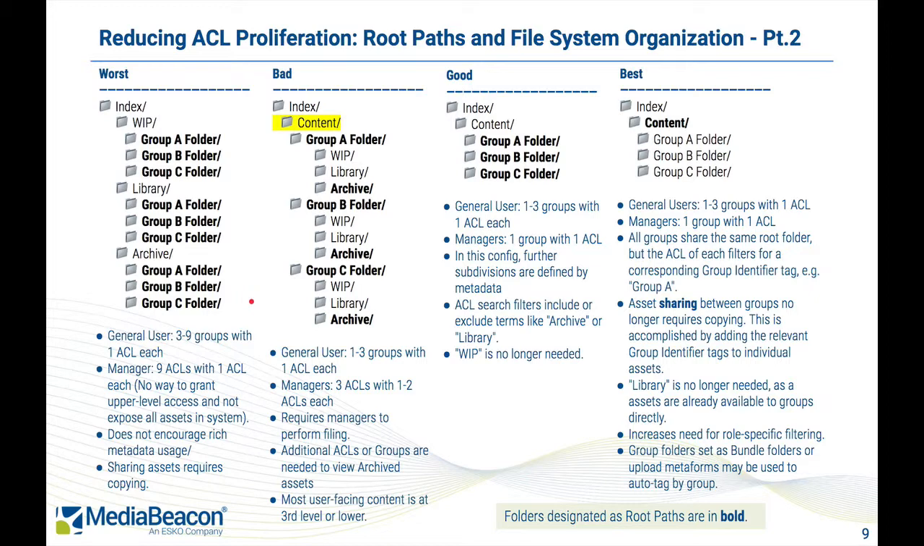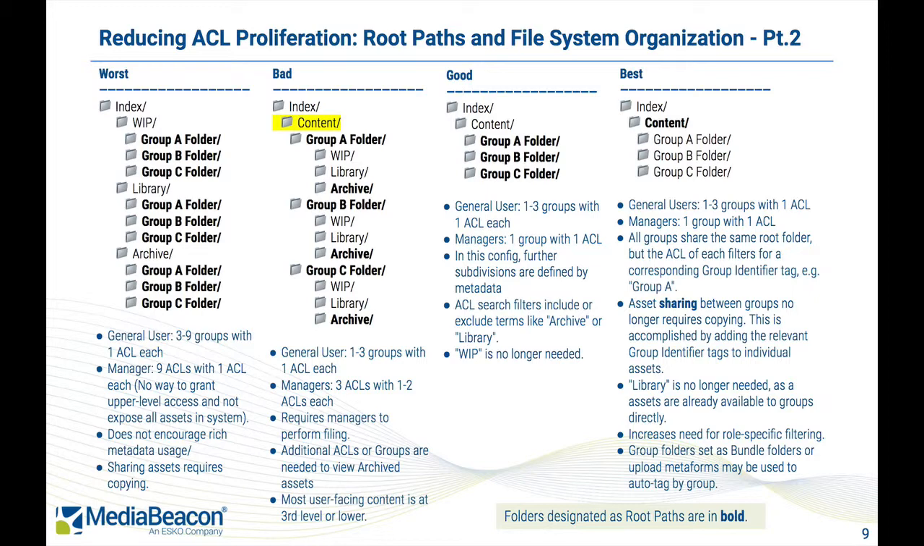In this case, to do what those requirements want, we have to have 3 to 9 groups with 1 ACL each, and the manager has 9 ACLs. Oops, that's meant to actually say groups. Sorry about that. But we'd basically have 9 ACLs that the managers would have. And because we're filing things in these folders, it doesn't really encourage rich metadata. And here's the biggest problem. Any sharing requires copying assets, which is really something that should be avoided. File duplication is almost never what we want to do inside of a DAM.